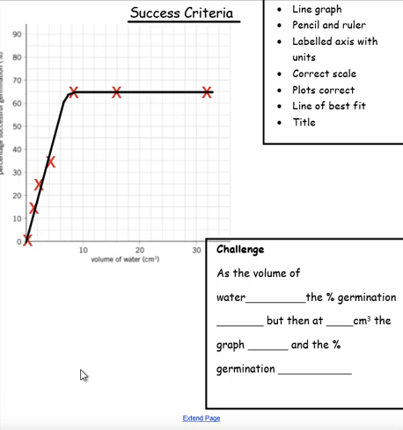We could then use our graph to write a conclusion about our results. So again, pause the video now, have a go at using the graph shape to fill in this sentence in your book.